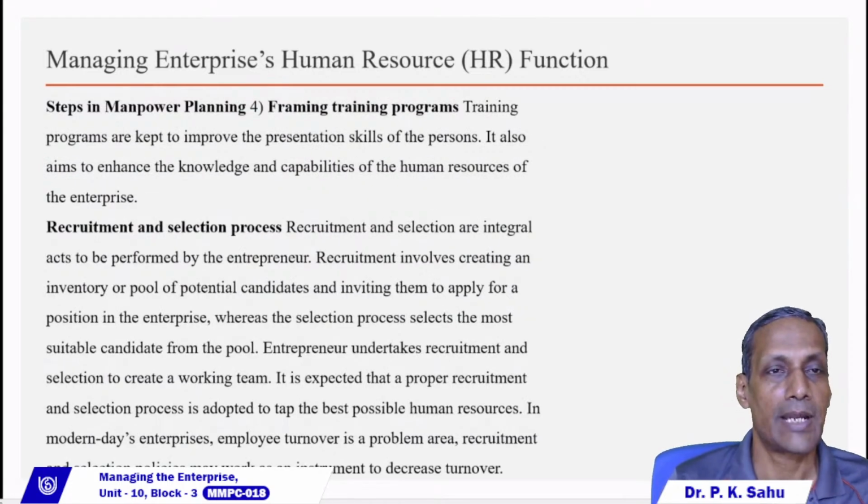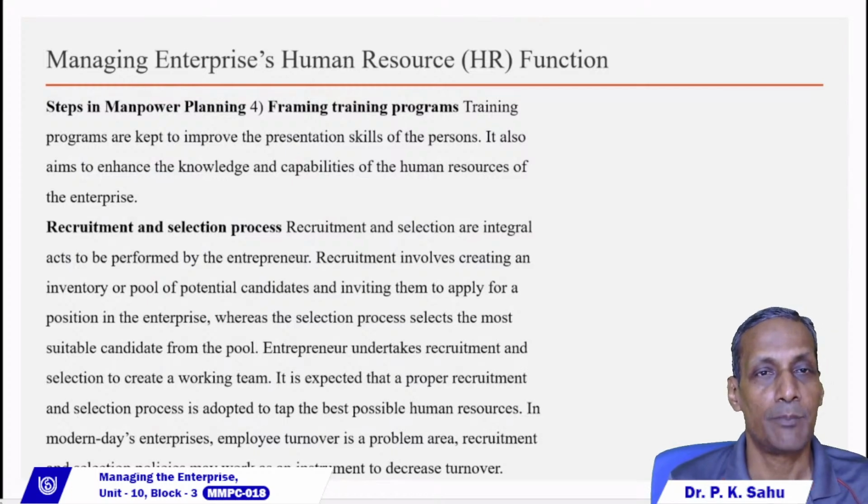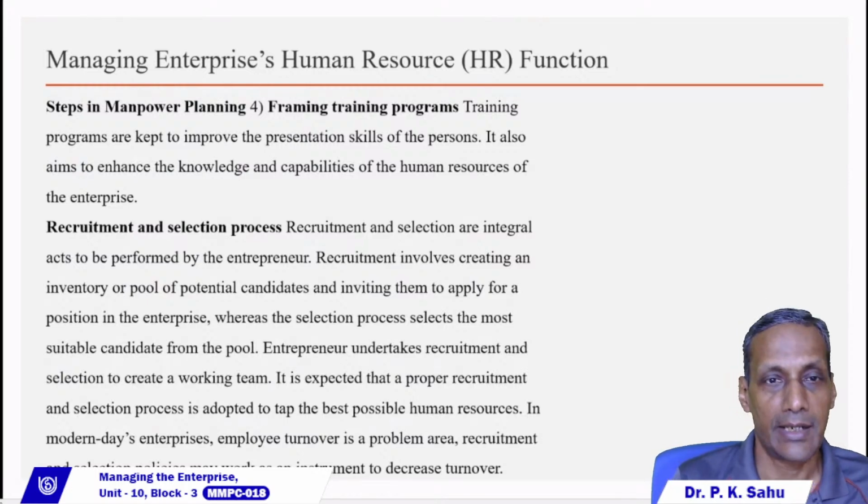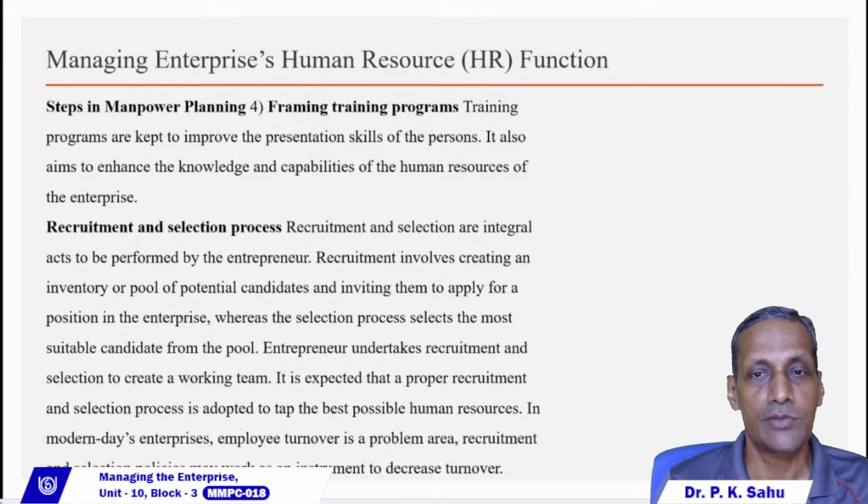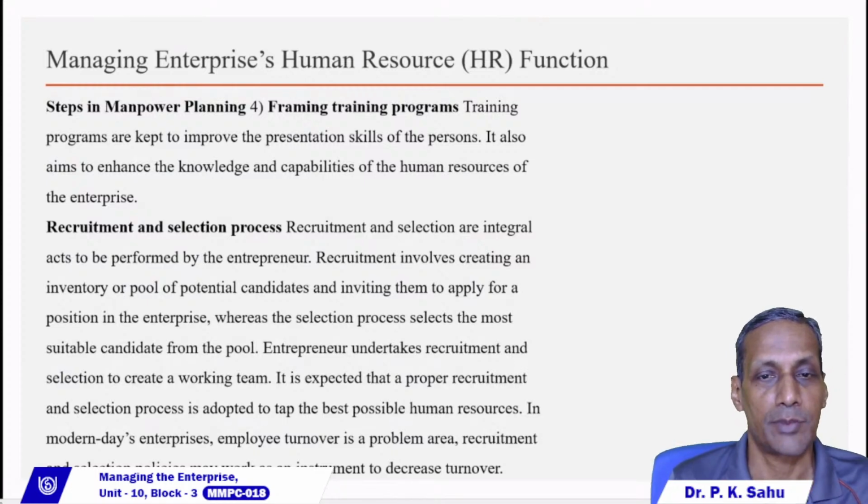Next, training programs are kept to improve the presentation skills of the persons. They also aim to enhance the knowledge and capabilities of the human resource of the enterprise. Recruitment and selection processes in HR are integral acts to be performed by the entrepreneur. Recruitment involves creating an inventory or pool of potential candidates and inviting them to apply for a position in the enterprise, whereas the selection process selects the most suitable candidate from the pool.